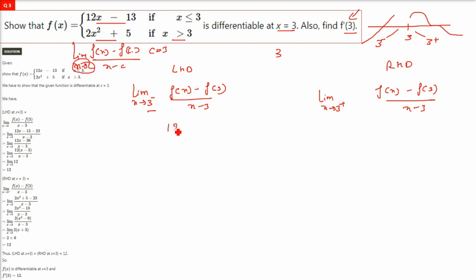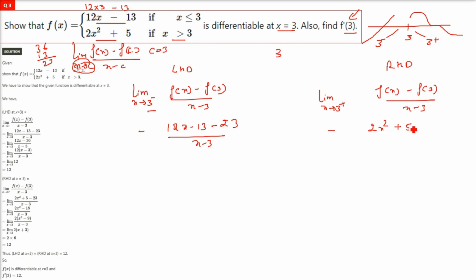The f(x) when x is less than 3 is 12x minus 13 and f(3) is what? Just see, x is less than or equal to 3. So you have to use this function in both left hand derivative and right hand derivative. So 12 into 3, just put x as 3, 12 into 3 minus 13. So 36 minus 13, it is going to be 23. Just replace f(3) by 23. x minus 3, so just you can keep it like that. So I'm not going to write this again, just assume that this is always there. That's why I show you the answer so that you know how to write it.